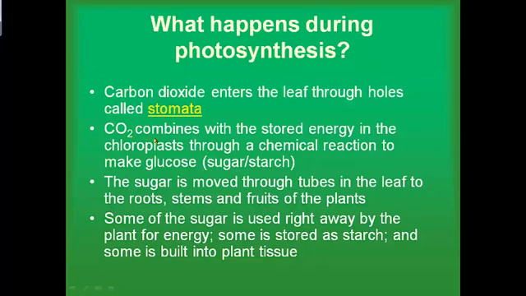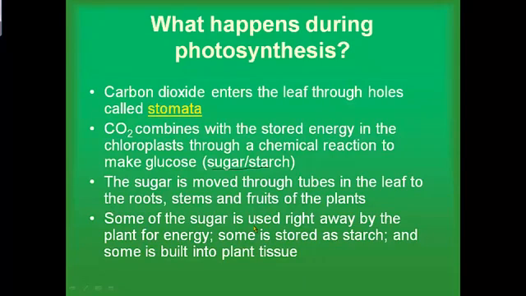Then the carbon dioxide combines with the light energy in the chloroplasts and the water to make the sugars and the starch, the glucose. The sugar is moved throughout the whole plant. So the sugar goes into the leaves, the roots, the stem, the fruit, and it's stored in the whole plant for later use.